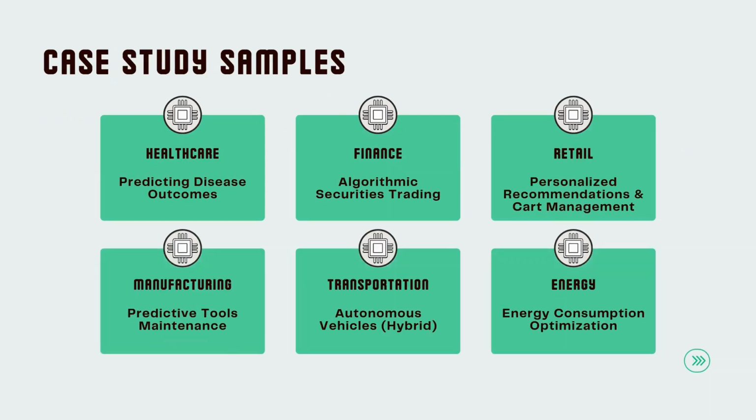You can see here a lot of case study samples. We can think about where we are using these models. First of all, we can use these models in the healthcare section, finance section, retail section, manufacturing section, and a lot more. For example, in the health section, the model predicts the disease outcome. What is the machine learning role in that? The machine predicts patient risk for diseases like diabetes or cancer.